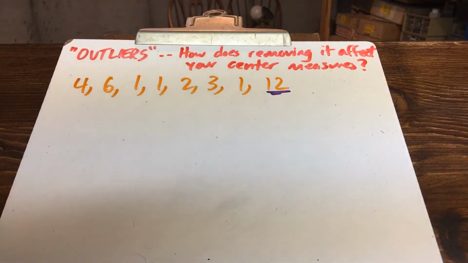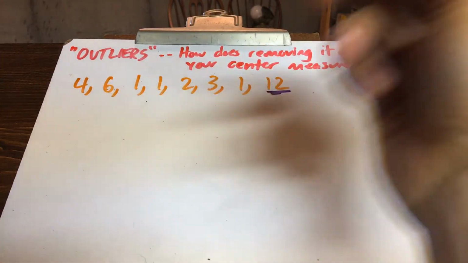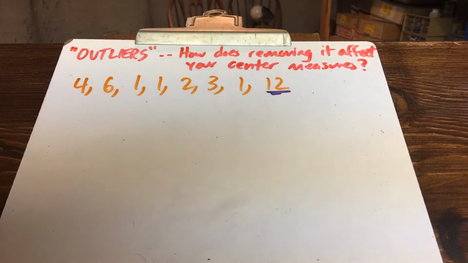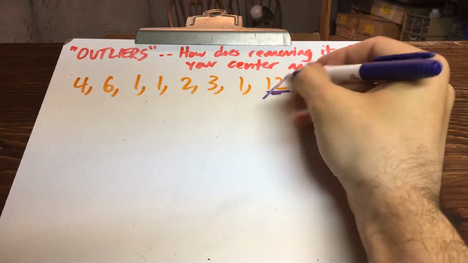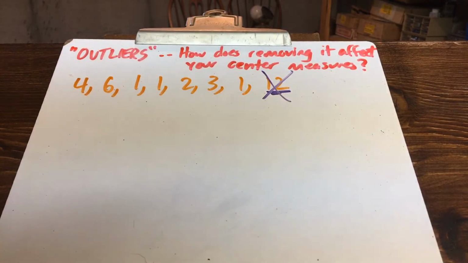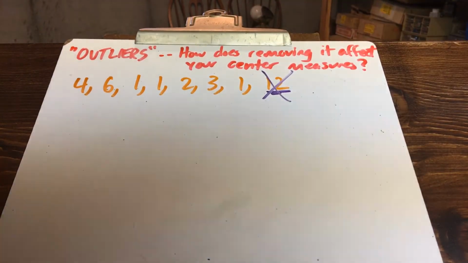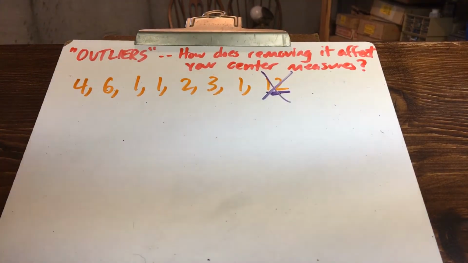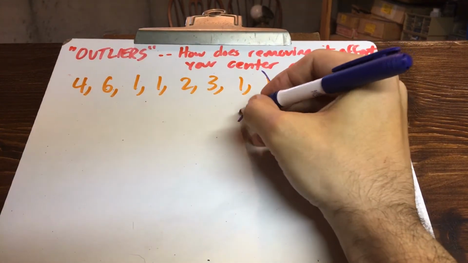All the others are single-digit numbers, and then we have 12, which is twice as much as the second biggest number. So if they ask you to remove the outlier, take it out of the list. So we're going to cross this out. It's a number that's way bigger than all the others, or it could have been a number that was way smaller than all the others, and knock it out of the list. And now it's going to say, do the mean, median, and mode again, and see how your answers change.